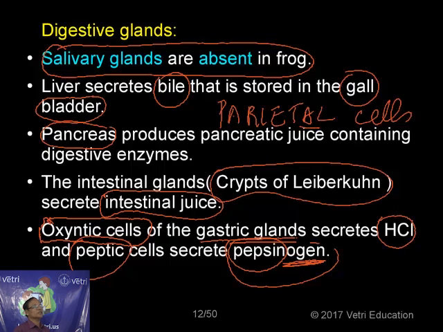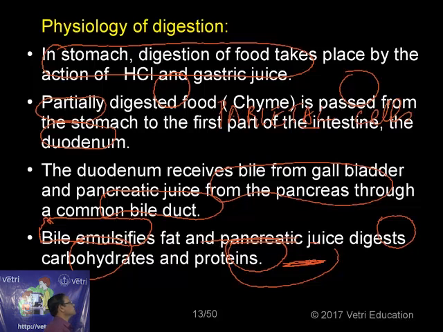Anyway, there are two types of cells in the stomach: one is the oxyntic cells, and the other is the peptic cells. The oxyntic cells secrete hydrochloric acid. The peptic cells secrete an enzyme called pepsinogen, which helps in the digestion of proteins. So these are all the various glands and parts connected to the alimentary canal.